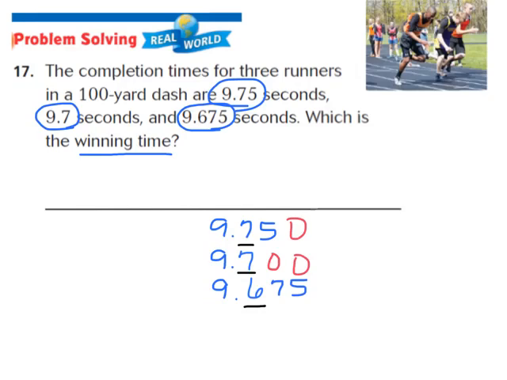So when I look at the three numbers that are given, what I know is that this number that has the 6 in the tens place is my least or lowest number, which means that person had the fastest time, which means they had the winning time. So I'm going to write that number down as my winning time, and that number is 9 and 675 thousandths seconds. And that is my winning time.